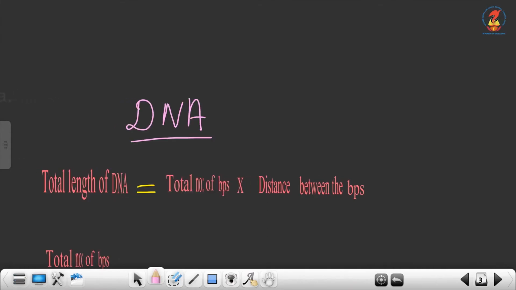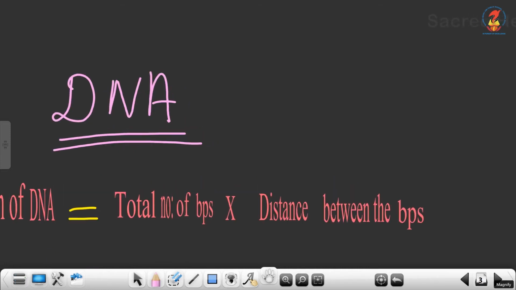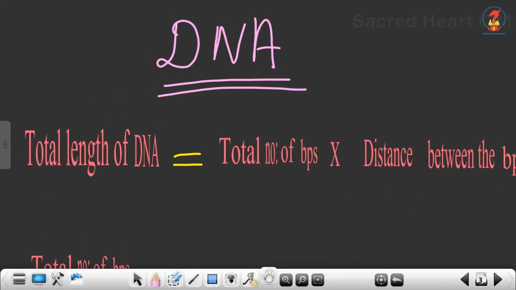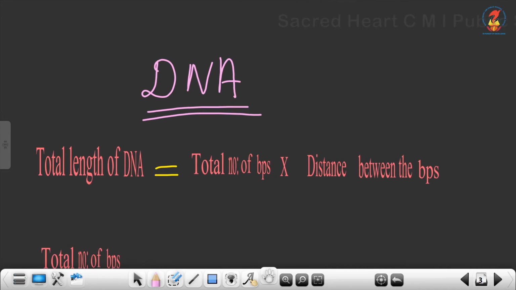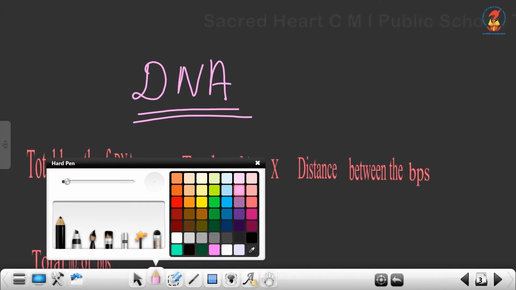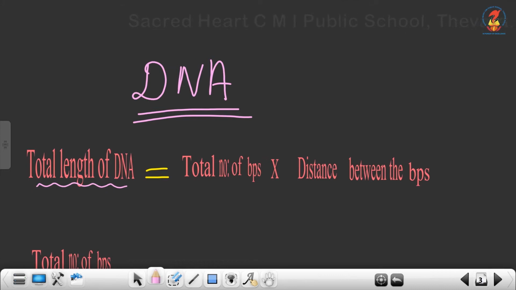Now, we are going to calculate the length of the DNA. The formula to calculate the length of the DNA is: the total length of the DNA is equal to the total number of base pairs into the distance between base pairs. So, once again, the total length of the DNA is equal to the total number of base pairs in that cell into the distance between the base pairs. So, we are going to substitute. We should know this by heart.